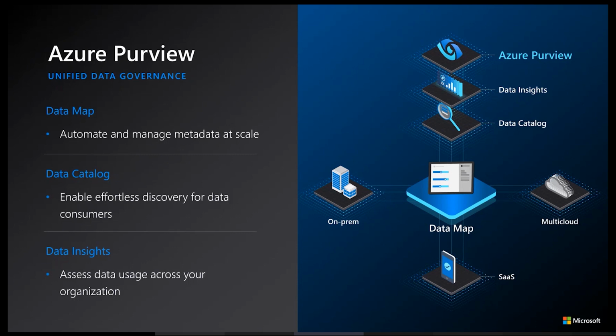So the core module here is the data map, and it's essentially where all the scanners that run automatically go through all your data estates. They scan all the SQL servers, all the data lakes, the storage accounts, whatever you might have. They store this information in the central data map. And this is essentially the ground truth for all the metadata of the data assets in your data estate.